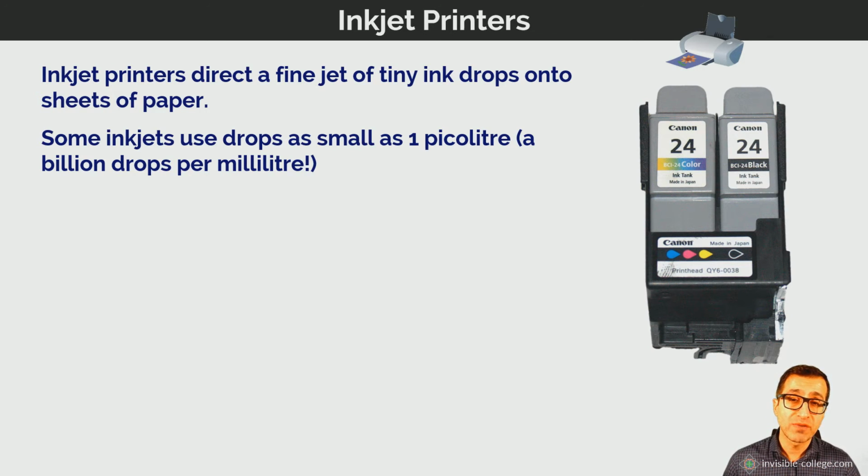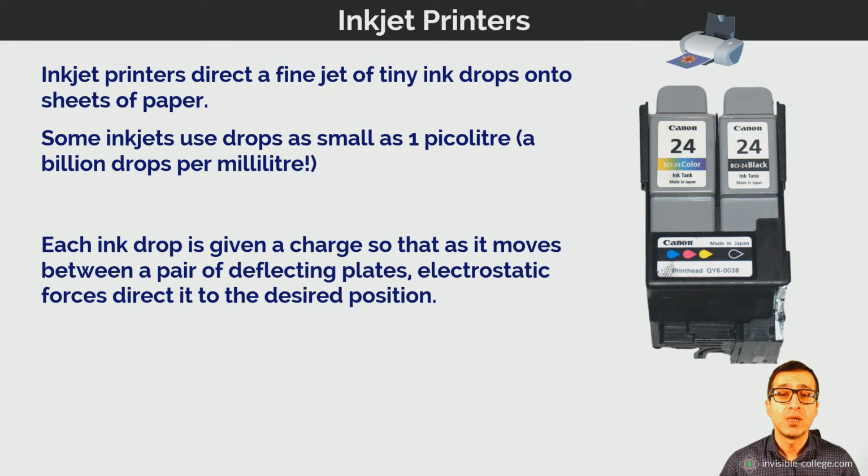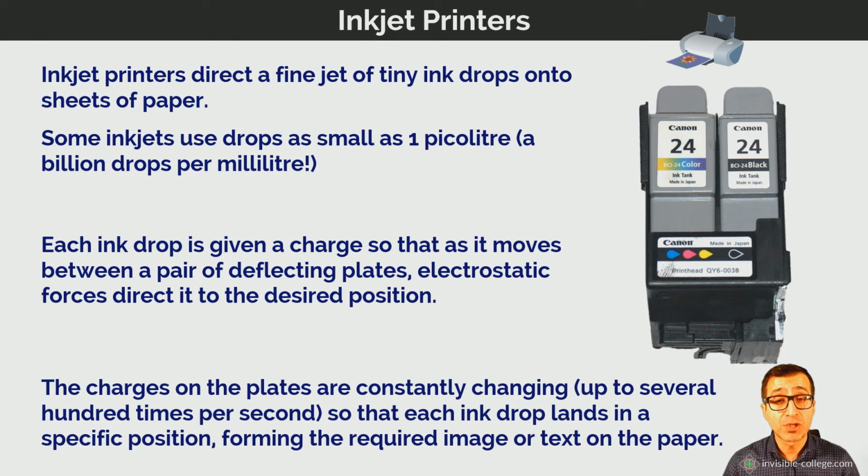Now, the way that it works is that each one of those ink drops is charged. It's given an electrostatic charge and then moves between a pair of charged plates. And so an electrostatic force will exist between the ink droplet as it passes through and those charged plates. If you change the charge on those plates, you can change the forces, and that will move those ink droplets in various directions. So the charges on the plates are constantly being changed up to several hundred times per second, so that each ink drop in that stream of ink drops, which is passing between those plates onto the surface of the paper, is landing in a specific location, which forms the required image on the paper.